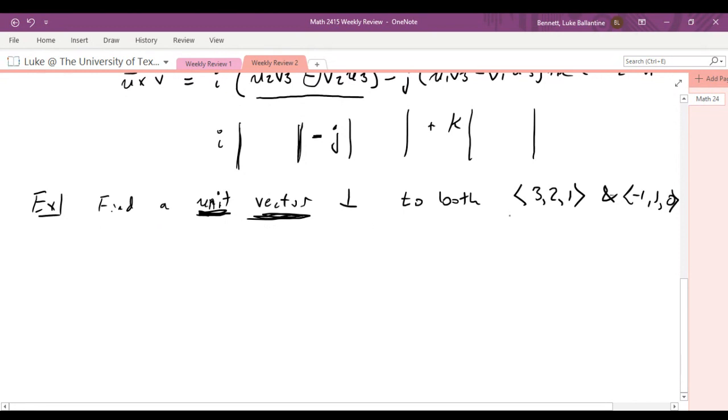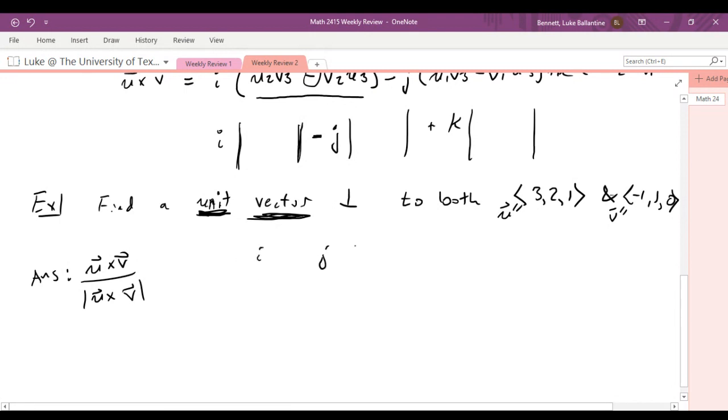So if we call this U and we call this V, our final answer is going to be U cross V divided by the magnitude of U cross V. So this is the answer. Now we actually have to calculate it. Let's go ahead and do that.